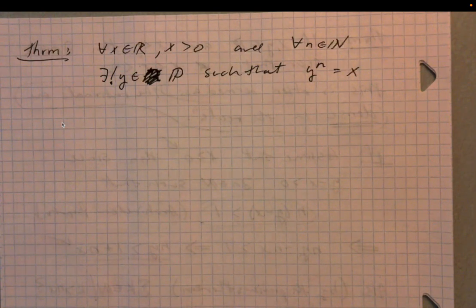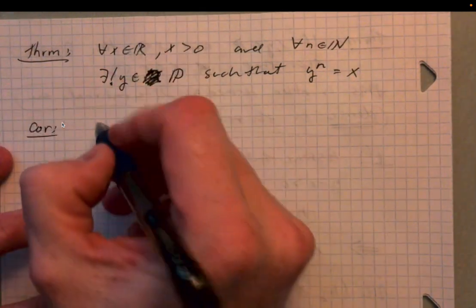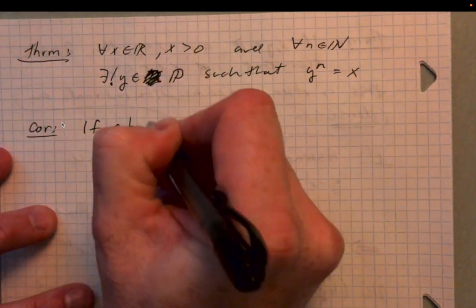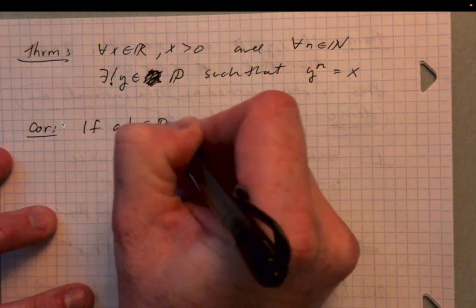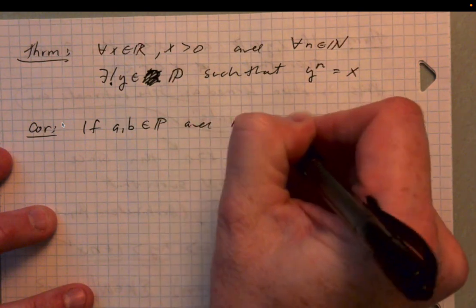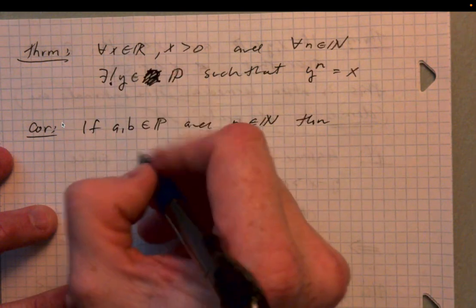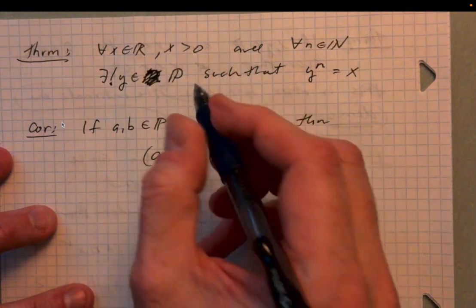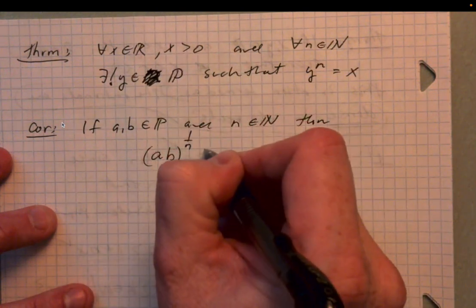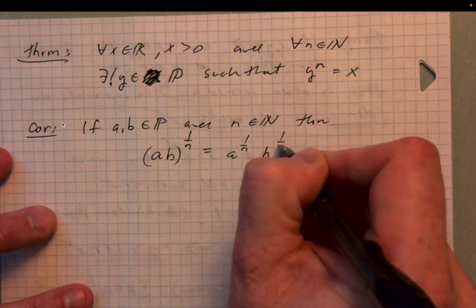Okay, so we're not going to prove this one. Let's prove a corollary, though. Let's talk about a corollary. So if a and b are positive real numbers, and if n is a natural number, then (ab) to the 1 over n power is equal to a to the 1 over n power times b to the 1 over n power.